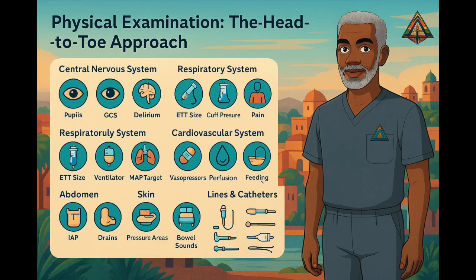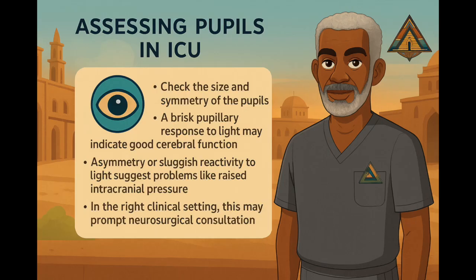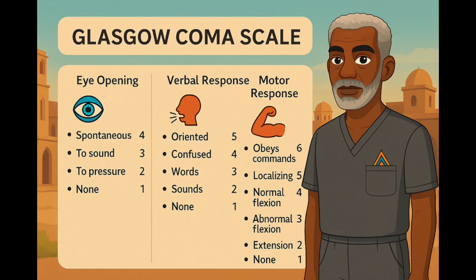Physical examination in the intensive care unit must be systematic, structured, and repeated regularly. We begin by confirming the basic measurements: the patient's height, weight, and predicted body weight, as these values influence ventilation settings, drug dosing, and nutritional planning. We then move to the central nervous system assessment, evaluating the pupils for size and reactivity. Assessing the Glasgow Coma Scale or the Full Outline of Unresponsiveness score when appropriate.